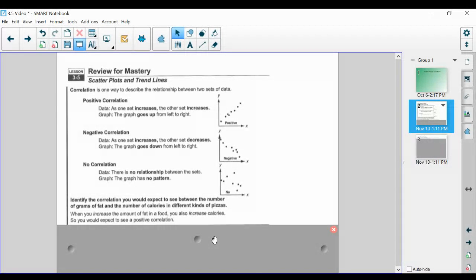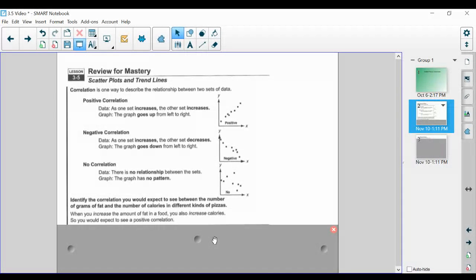Now, consuming all of this additional fat and additional calories, we think in real life is not a good thing, right? It's not a positive thing. But when it comes to the mathematical analysis of it, it would be a positive correlation because we're seeing both of those sets of data increase at the same time. As we increase the amount of calories, we increase the amount of fat.